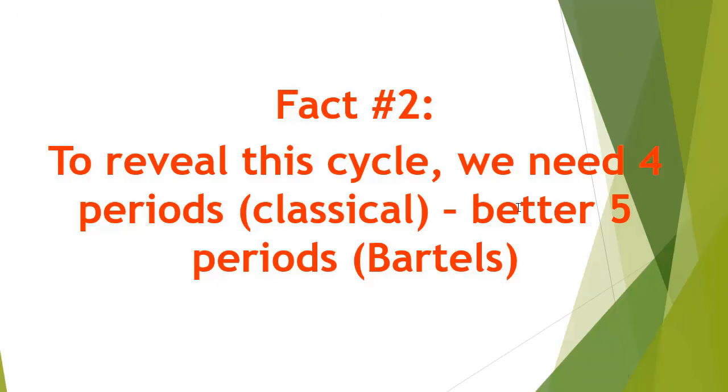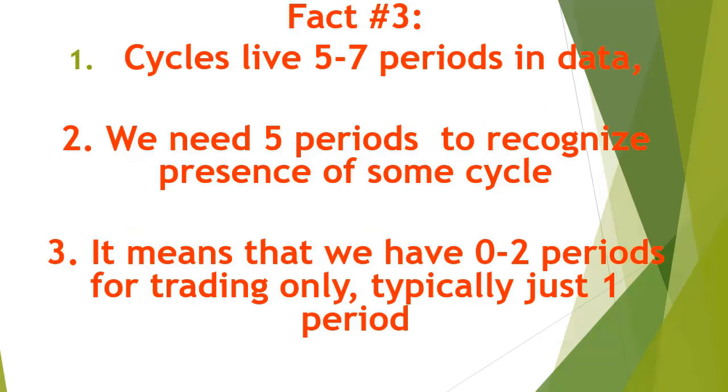But this cycle needs more price history, 5 full periods. In any case, I prefer to use Bartels because it's better. It's much less noisy. So now we do the final counting. We have cycles living 7 periods. We need 5 periods to recognize the presence of some cycle. It means that for trading we have only between 0 and 2 full periods. Typically we have only 1 period.